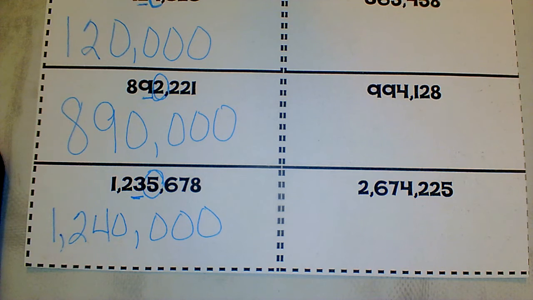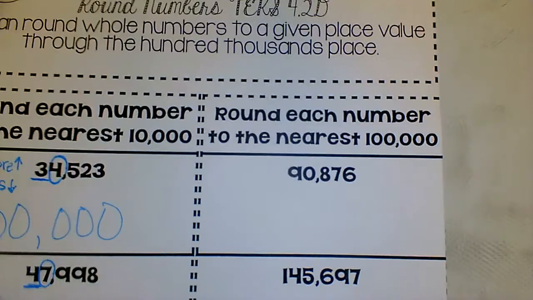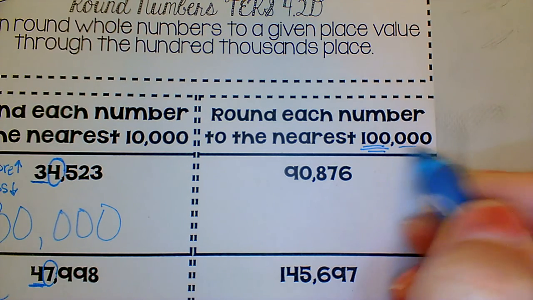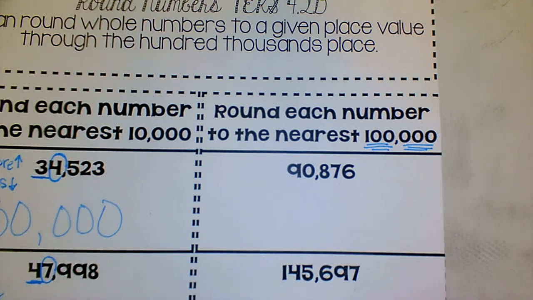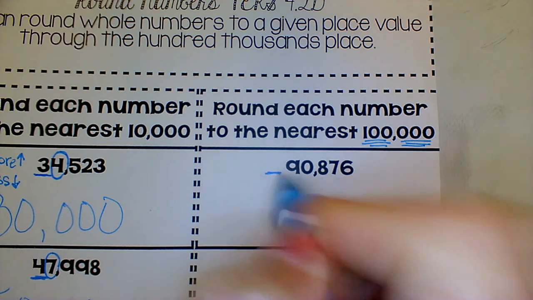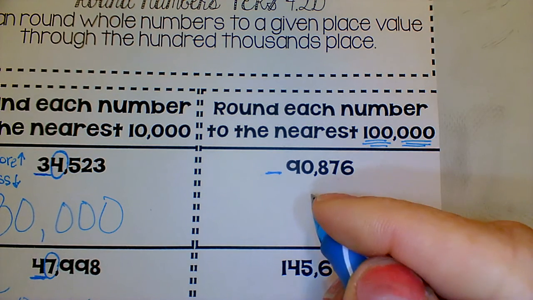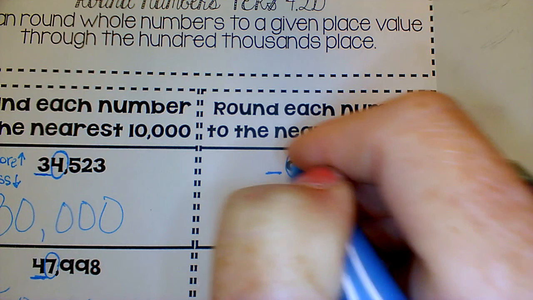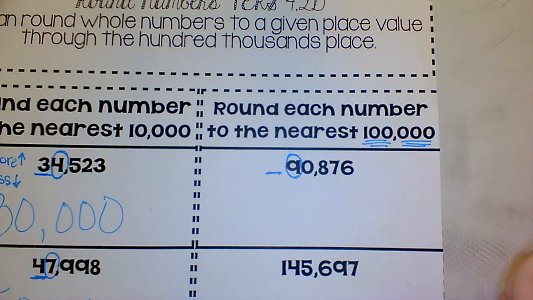Now we're going to change our direction. We're still rounding, but now we are rounding to the nearest 100,000. Okay? The nearest 100,000. Exactly. So the first one doesn't have a 100,000, but we're still going to underline that spot, right? Because the digit that follows that place value is going to tell us what to do with it.